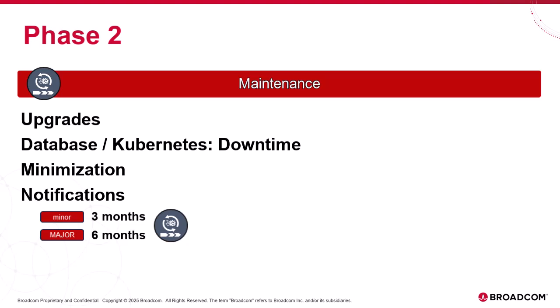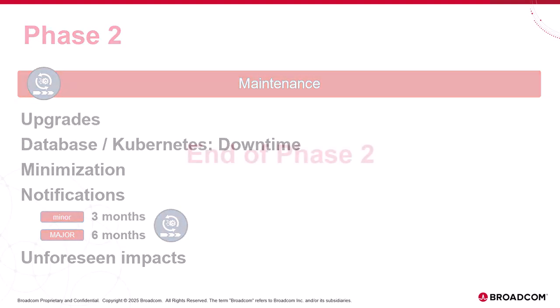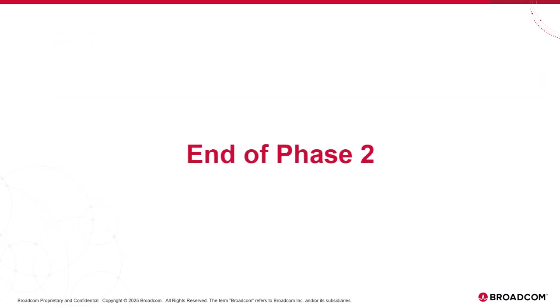It's important for you to also understand that these upgrades could have impacts on operations. Say if a feature is being retired, you'll need to plan ahead and potentially redesign some of your scheduling configurations. This concludes phase 2.